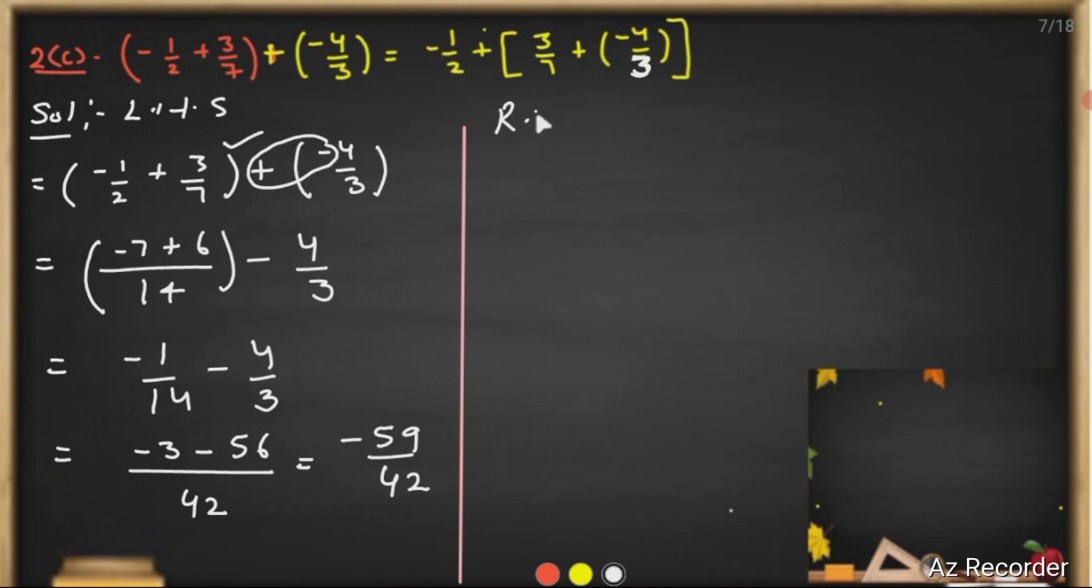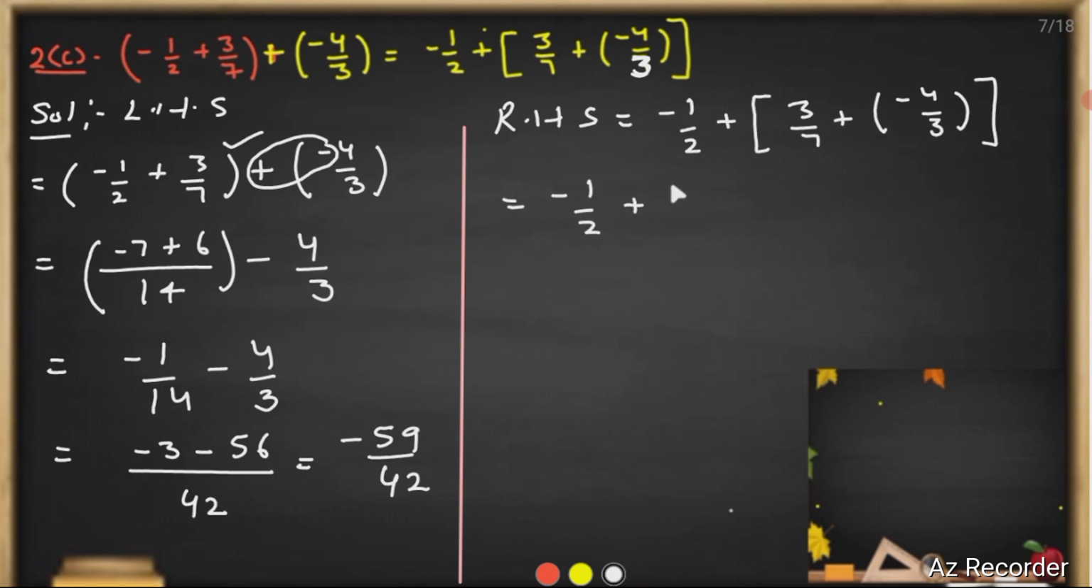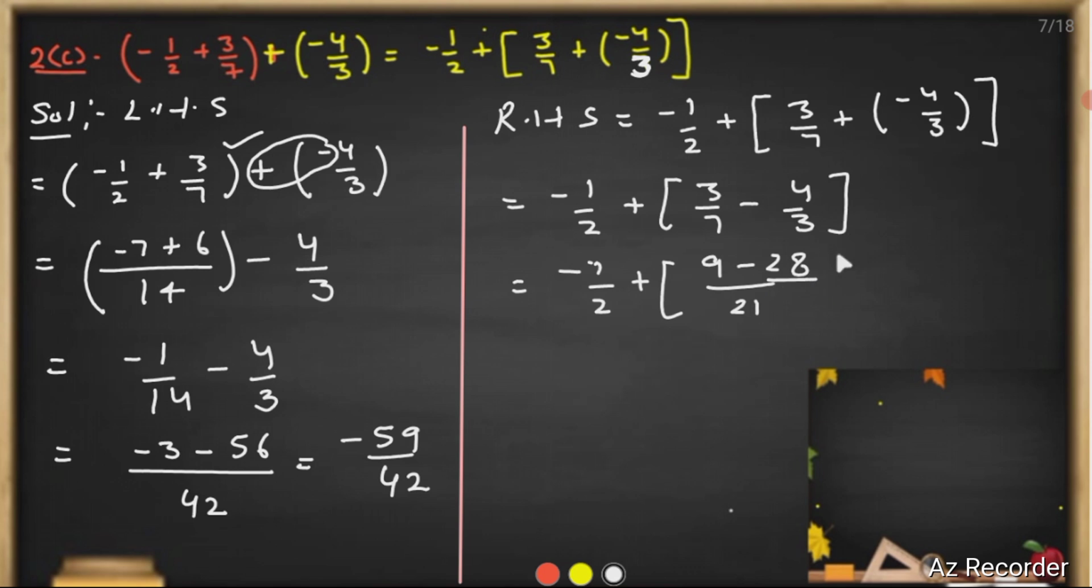Now again I'll take the right hand side. The right hand side is here: negative 1 by 2 positive big bracket, small bracket 3 by 7 positive negative 4 by 3 bracket close. Now we have negative 1 by 2 positive, WWE fight, 3 upon 7 negative 4 by 3. Now take the LCM, negative 1 by 2 positive, 21 is the LCM. Now we have 7 3s are 21, so 9, 3 7s are 21, and 28, 7 times 28. So now we have negative 1 upon 2 and positive small bracket negative 19 upon 21 small bracket close.